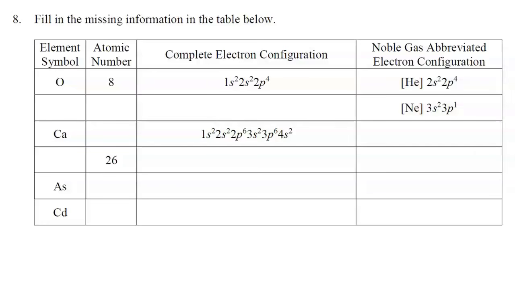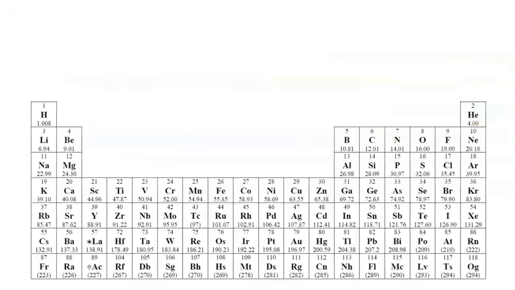Okay, so our job in question 8 is to fill in the missing information in this table. So we'll start with the noble gas abbreviated configuration for an element, this is neon, and then followed by 3s2, 3p1. So here's our periodic table. We know that there are patterns on the periodic table for determining the electron configuration of an element.